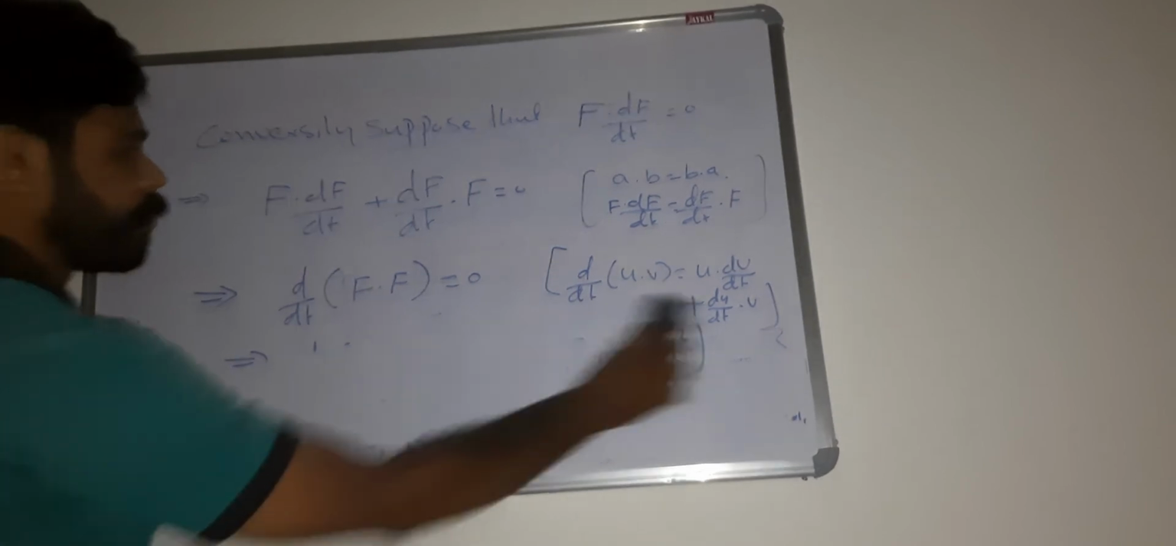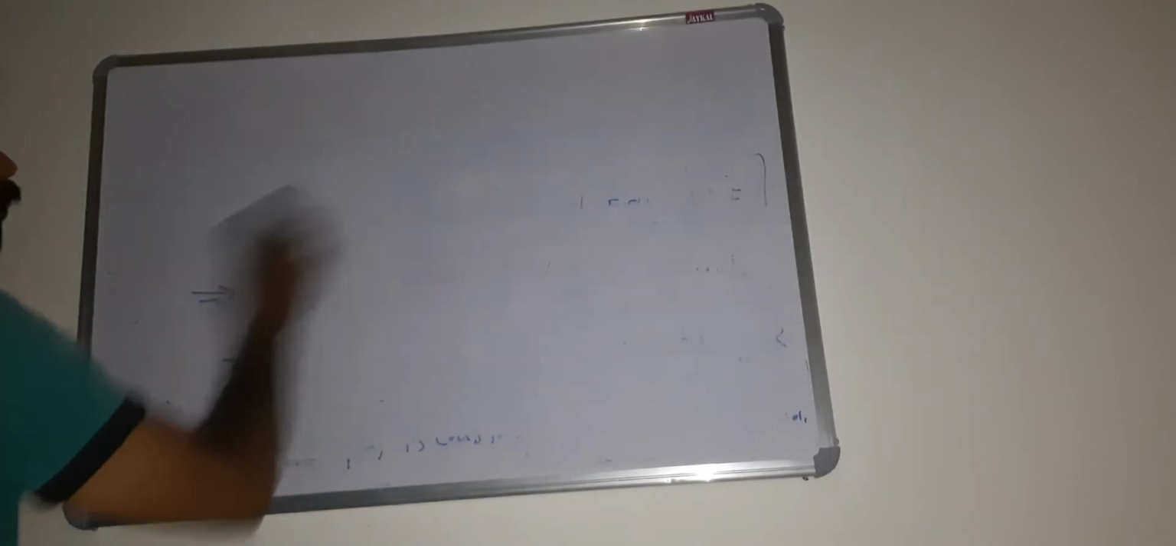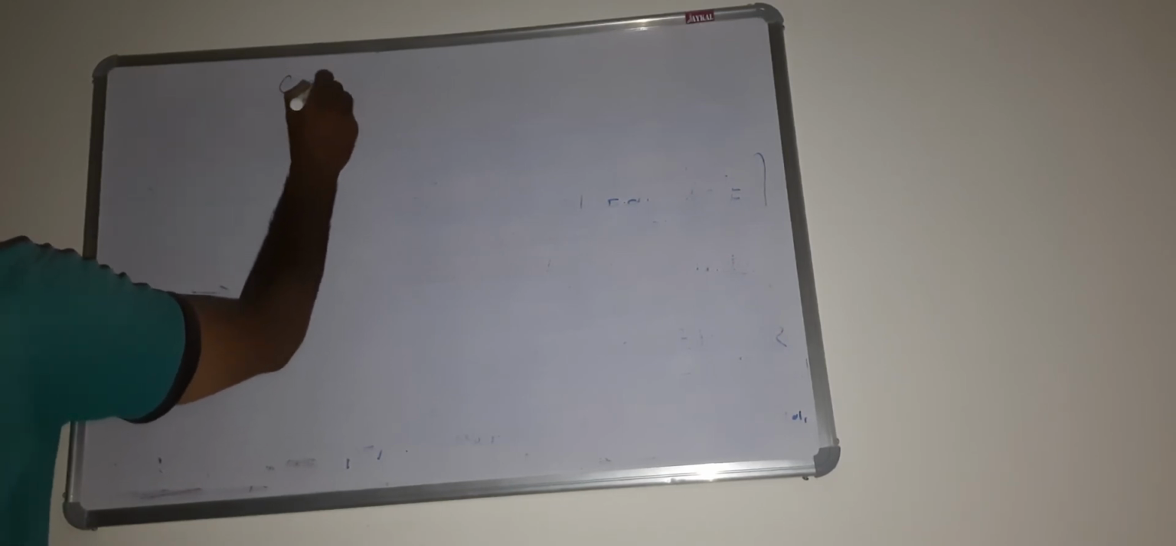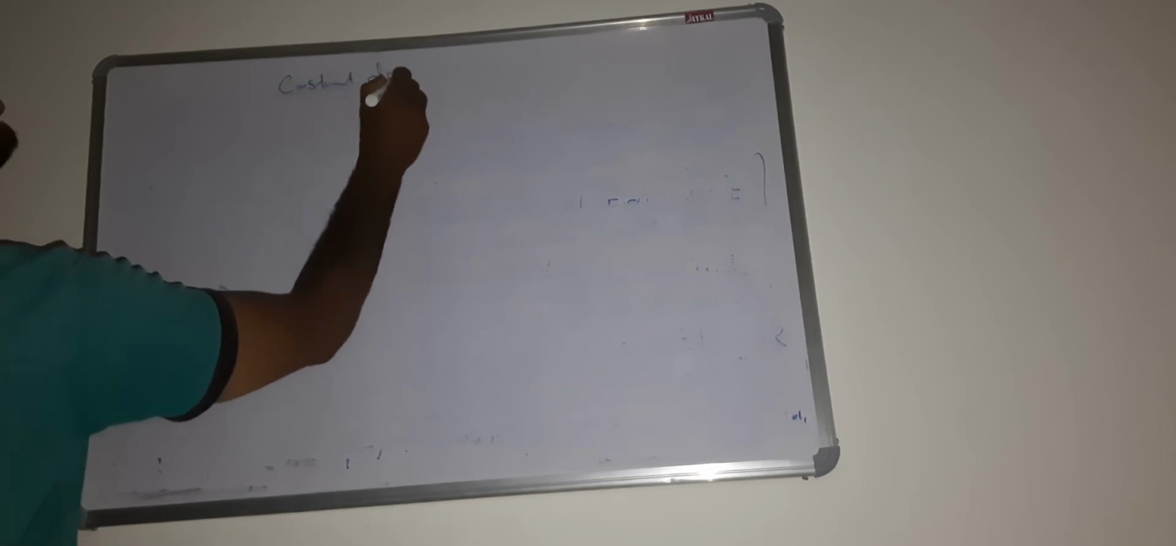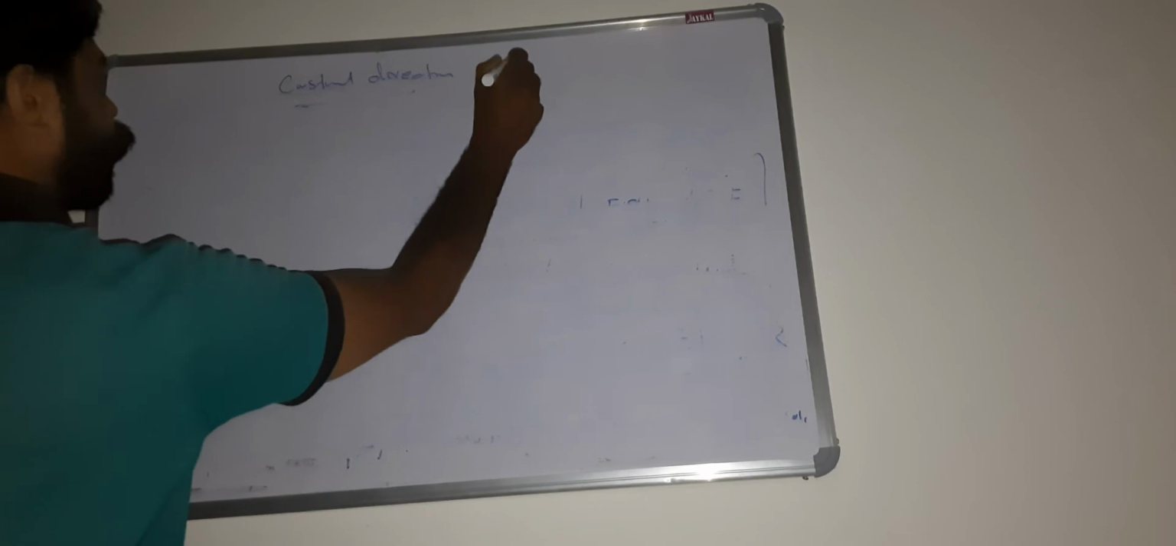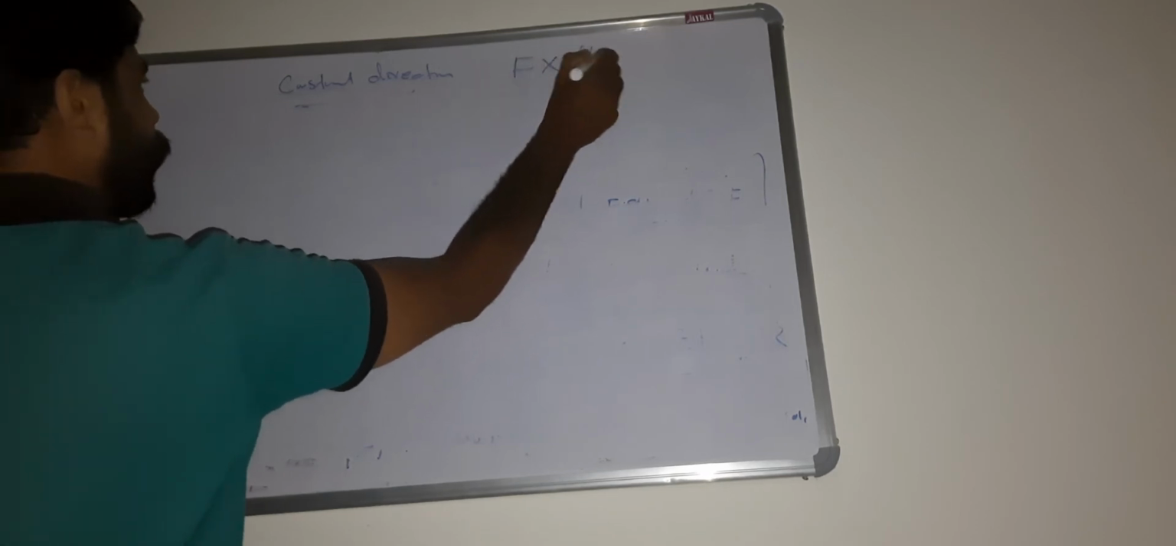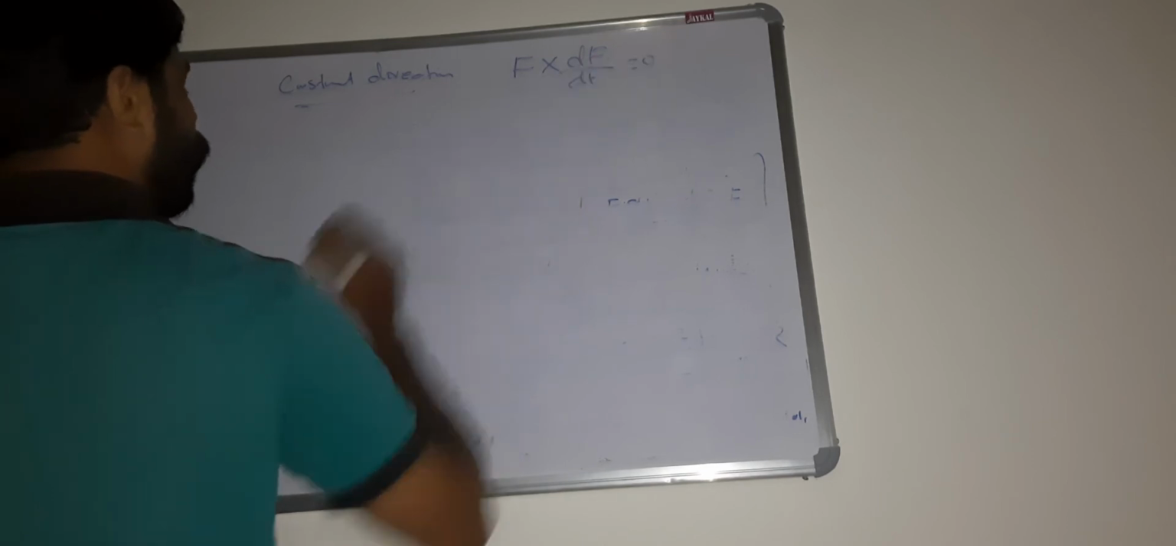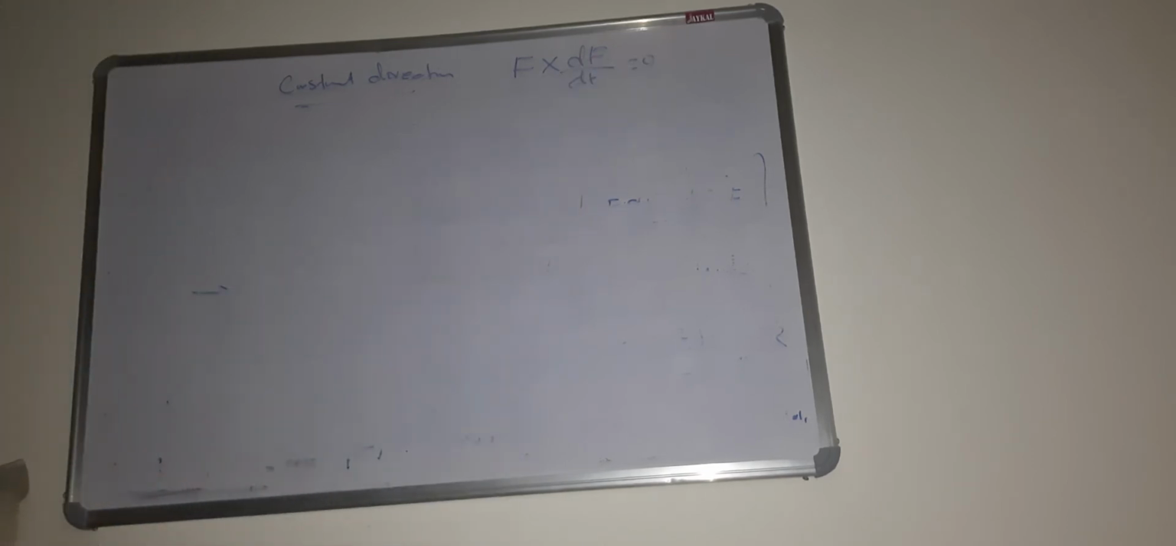Next problem: direction constant. Next we will discuss the necessary and sufficient condition for the vector function f of t to have a constant direction is that f cross df by dt equal to 0. Necessary and sufficient condition for a constant direction.